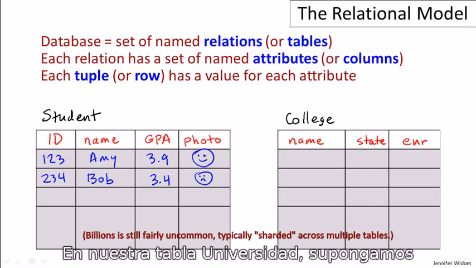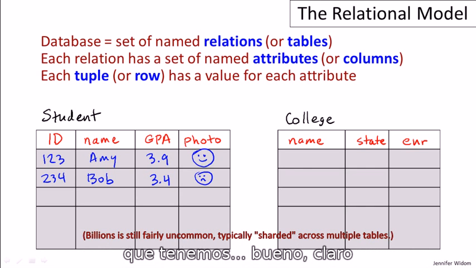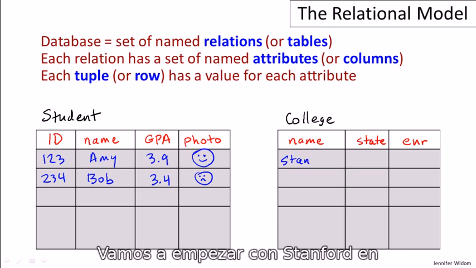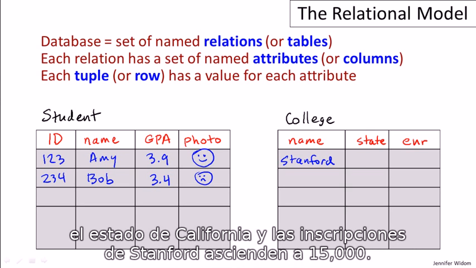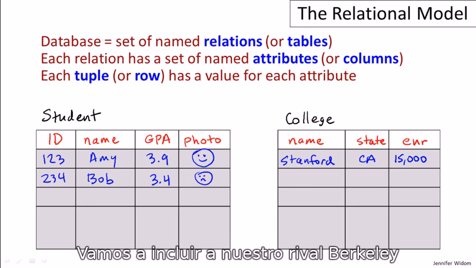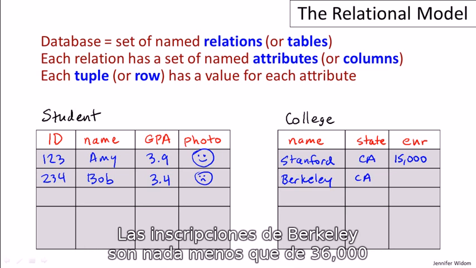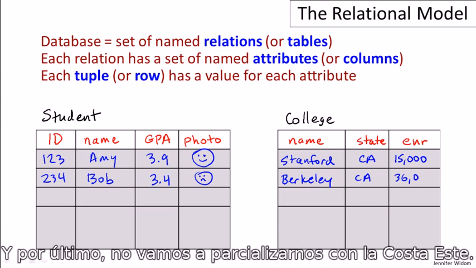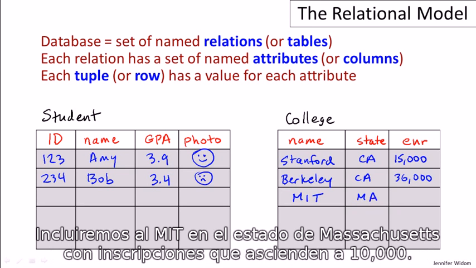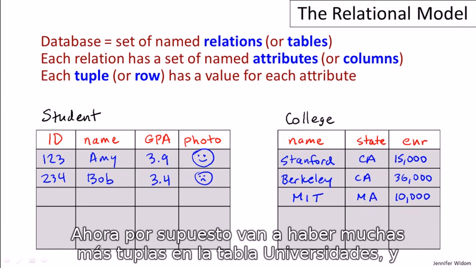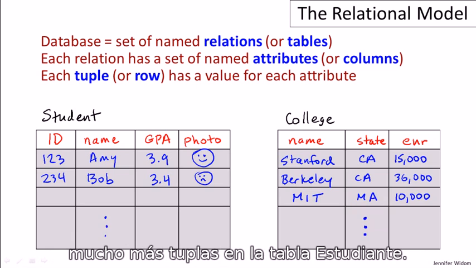In our college table, let's suppose we have, of course, we're going to start with Stanford in the state of California, and Stanford's enrollment is 15,000. We'll include our Cross-Bay rival Berkeley, again in the state of California, and Berkeley's enrollment is a whopping 36,000. And last of all, we are not going to be West Coast biased. We'll include MIT in the state of Massachusetts with an enrollment of 10,000. Now, of course, there's going to be many more tuples in the college table and many more tuples in the student table.